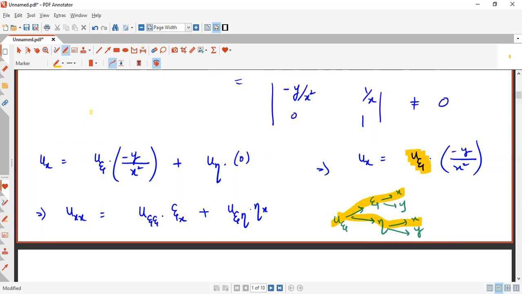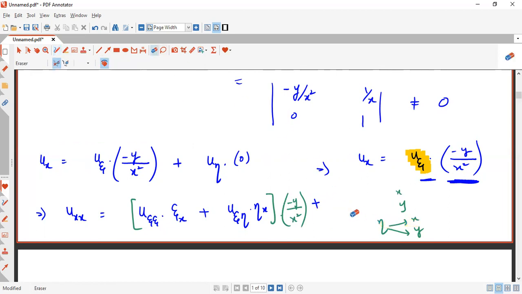I have differentiated this u xi first with respect to x. This is what I'm getting. And outside this, minus y upon x square as it is, plus what will happen? Now I'll differentiate this with respect to x. I'll keep this u xi as such. Minus y will remain as such. x power minus 2, minus 2 will come here upon x cube.